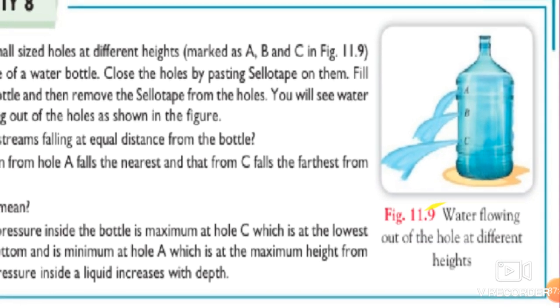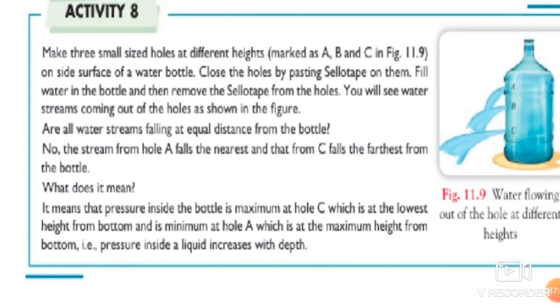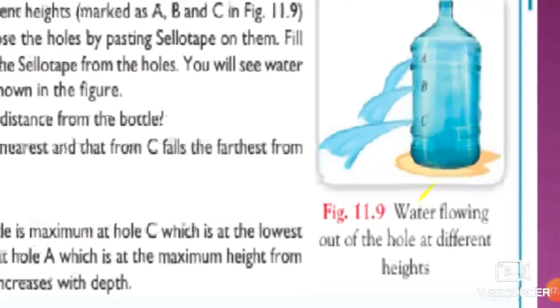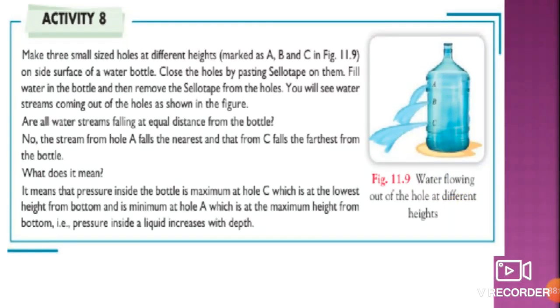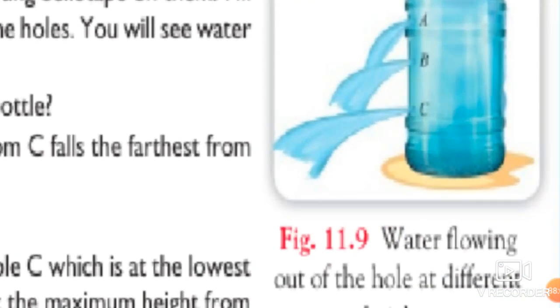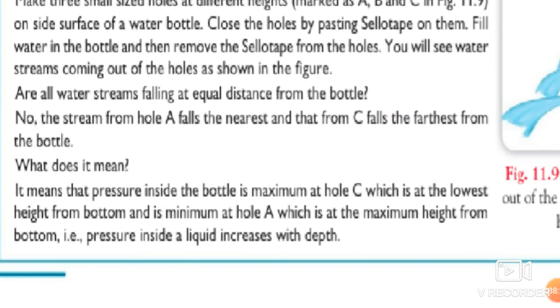The stream from C falls the farthest from the bottle. So, what does it mean, students? It means that pressure inside the bottle is maximum at hole C, which is at the lowest height. Okay, this C point has the low height, but as there is less height, the pressure of water is more because that stream goes very far.